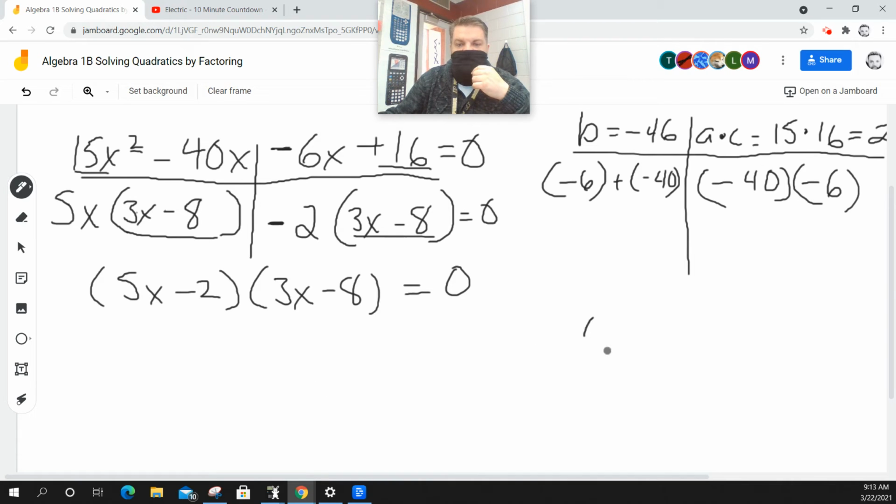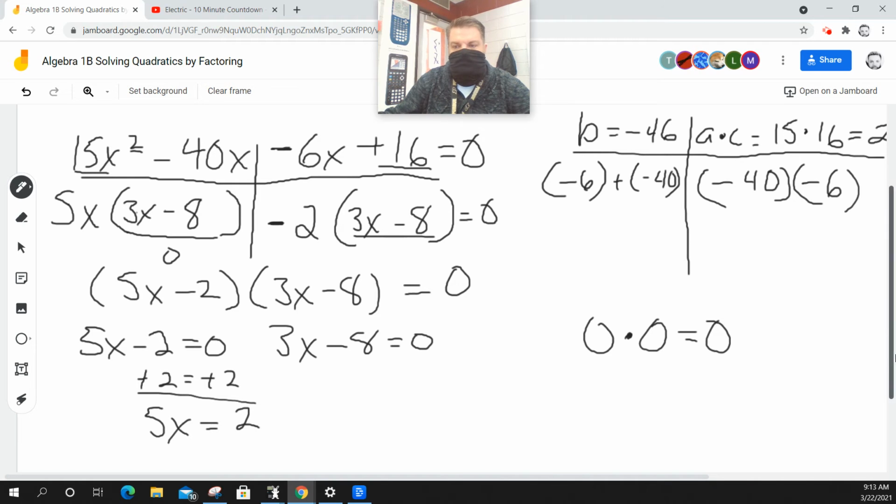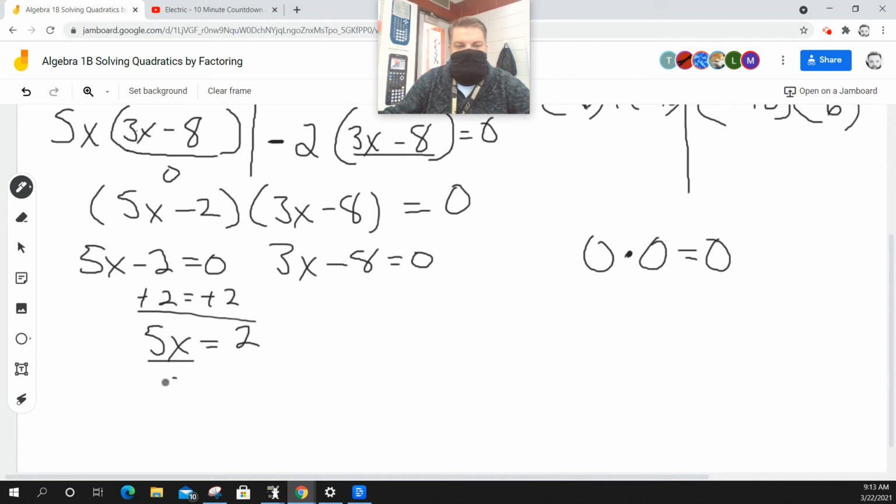So one way I know to get 0 is if I say 0 times 0 equals 0. In other words, if 5x minus 2 equals 0, or if 3x minus 8 equals 0, then the whole thing equals 0. So I'm just going to solve. I'm going to add 2 to both sides. At this point, you guys should know how to do the rest of this. That gives me 5x equals 2. And then I'm going to divide by 5. So x equals 2 fifths.